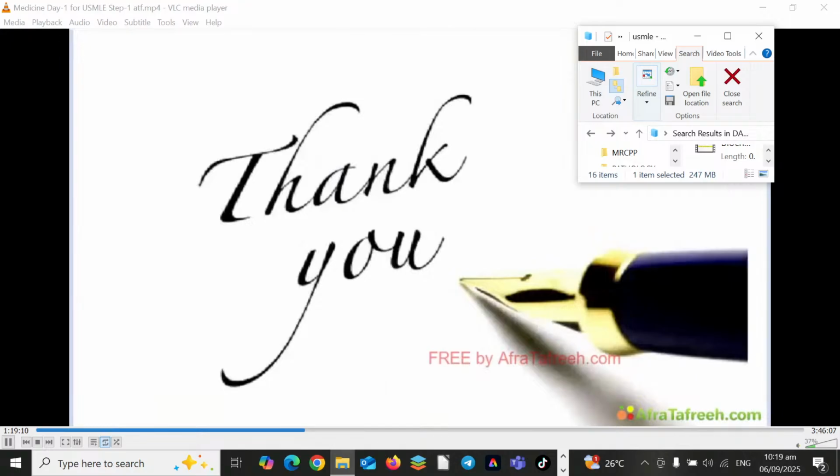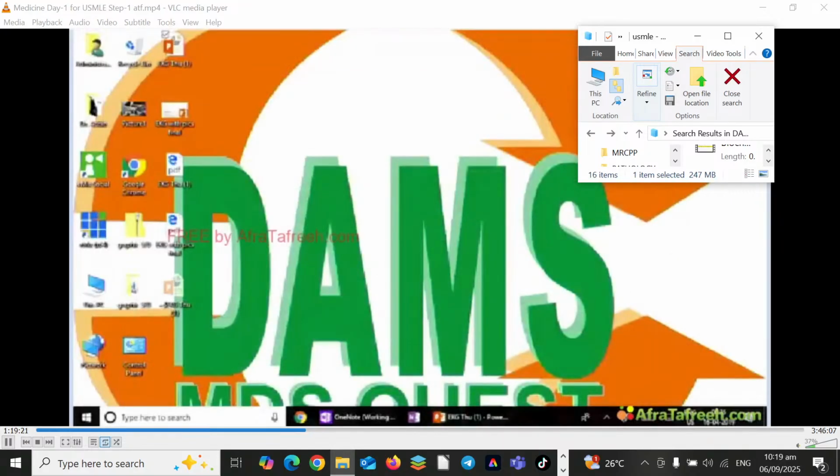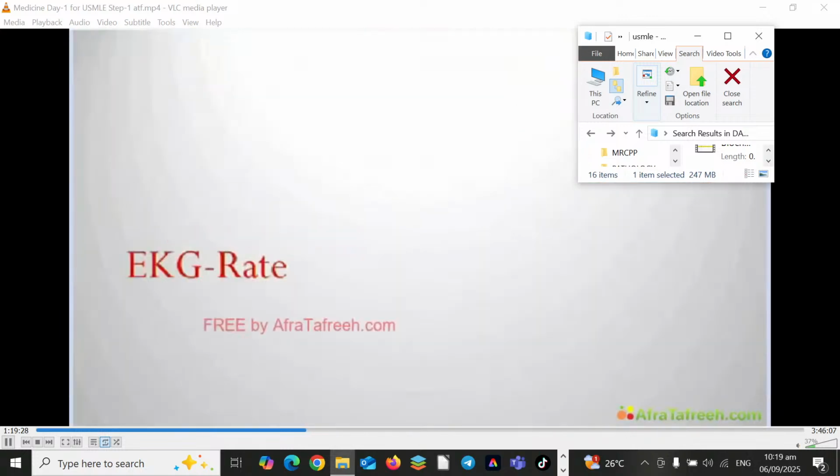So now we'll be moving on to other aspects of EKG. I hope by this point, which table? I want you to draw that table on your own. It is a very simple table. You can easily draw it on your own.